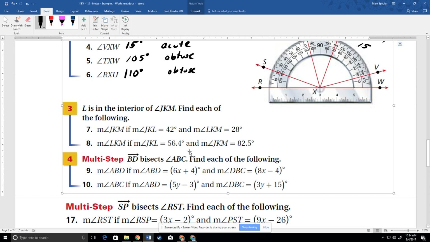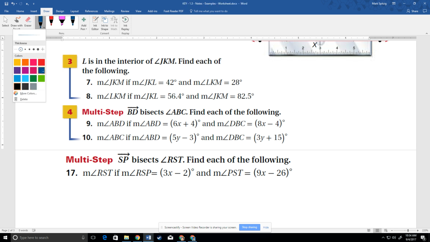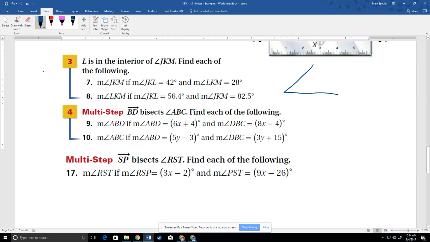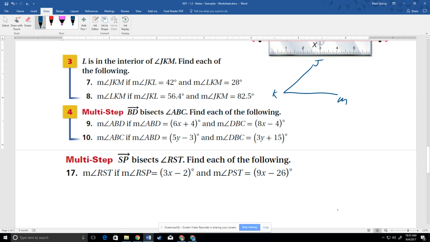Let's see. Number 3. L is on the interior of angle JKM. So, of course, I'm not just going to not draw this. I'm going to draw this. Let's make that a little thinner. Maybe let's make it blue. So we're going to say angle JKM. Again, it doesn't have to be perfect. So K is your vertex there. It says L is on the interior. So point L is right there.